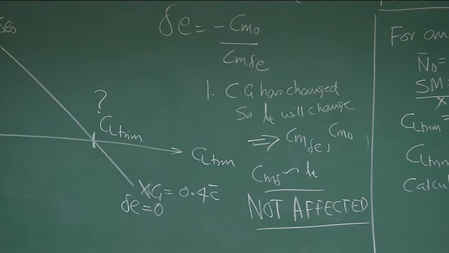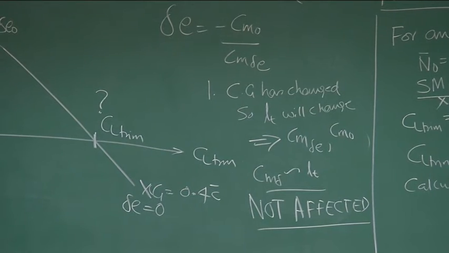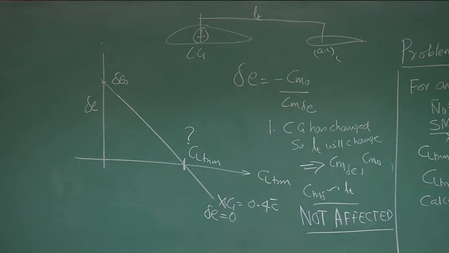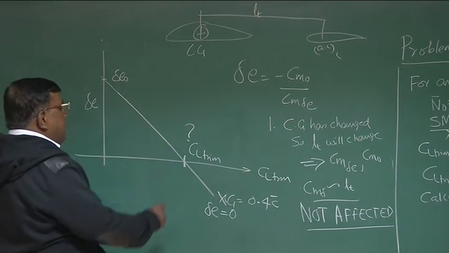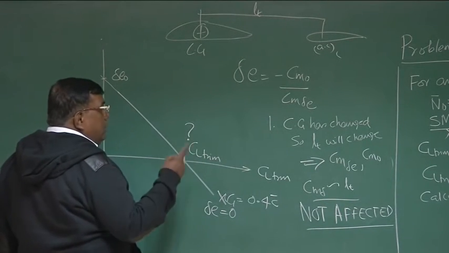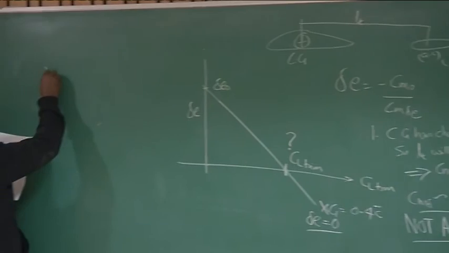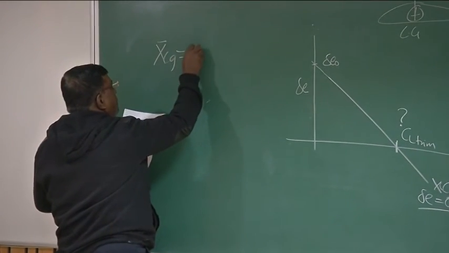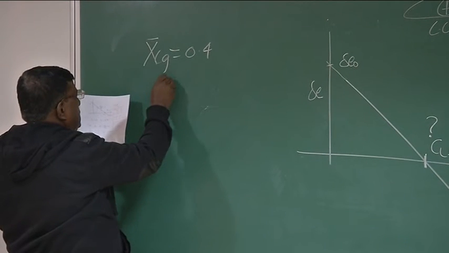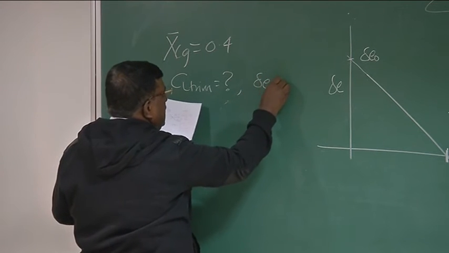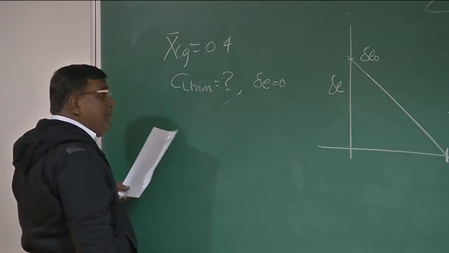Okay. So if I do that, then now I come back here and I try to find out what is that CL trim. I can trim the airplane for a new CG location, which is 0.4 C, but I want to keep that delta E 0. So what is our aim now? Our aim is to find out what is that CL trim for a new CG location, but we want to keep delta E equal to 0. So let us solve this problem. So I write it down. XCG is 0.4. Okay. CL trim, I want to find out what, but I know delta E I have to keep 0, that is delta E trim I have to keep 0.